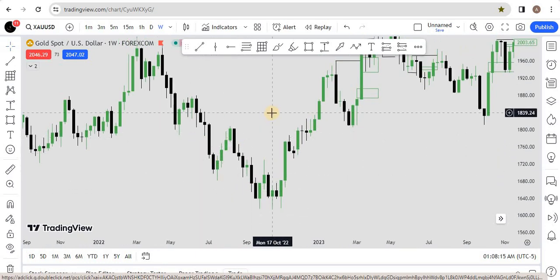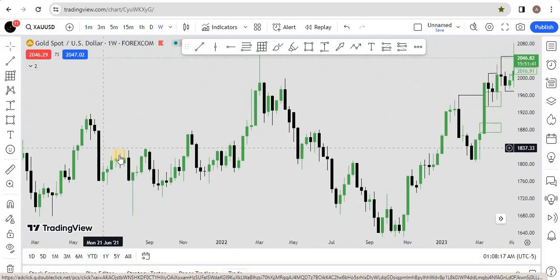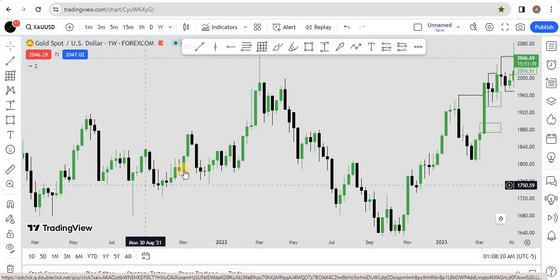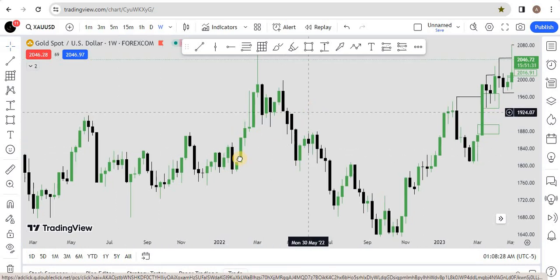As you see here, here is the choppy market, but you can trade, you can take a trade on these candles as well, on your lower time frame like 1 hour, 4 hour. So these you have to practice.